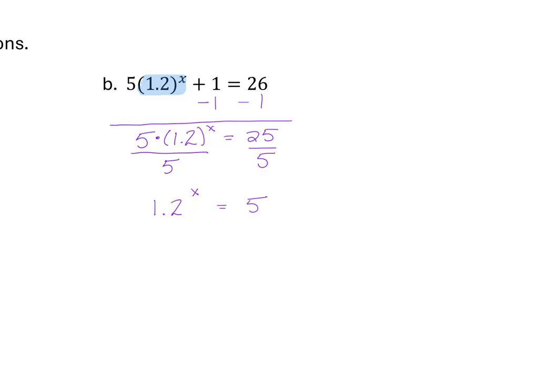All right, we cannot write these with the same base. And so what we need to do is go ahead and take the log of both sides. Again, it just has to be the same log, so I'm going to do the common log. After we take the log of both sides, this allows us to use our power property, and we can bring our variable out of the exponent and move it to the front.